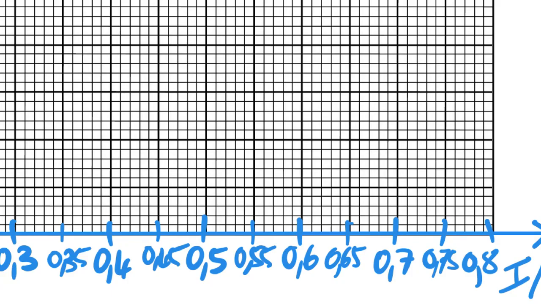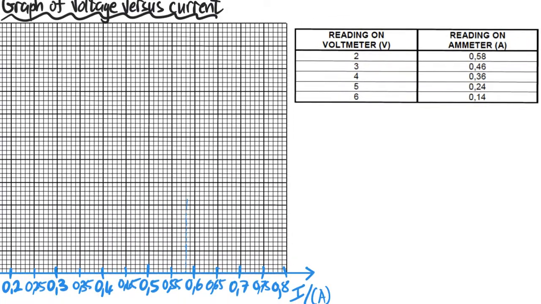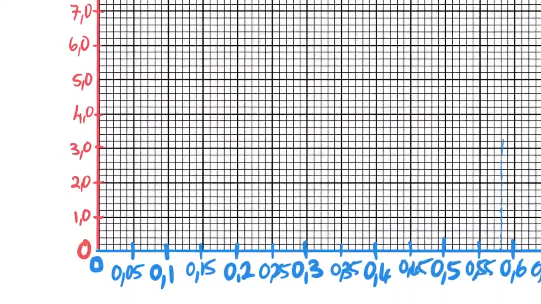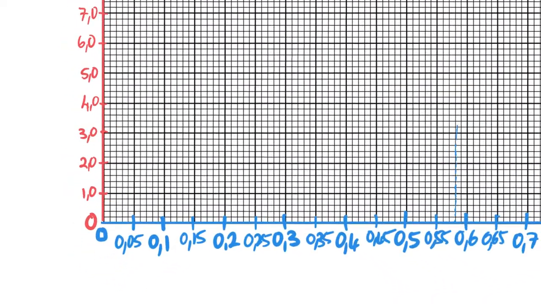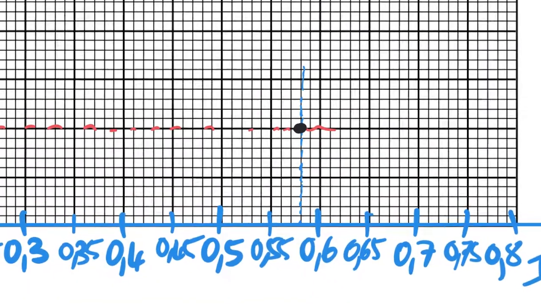So we are going to extend a dotted line upwards in that way. And the voltage is going to be 2. We can see we're plotting this point here, 0.58 and 2. So now we go to the voltage axis and we extend a horizontal line to the right until it meets with the vertical line, and there is our intersection point.